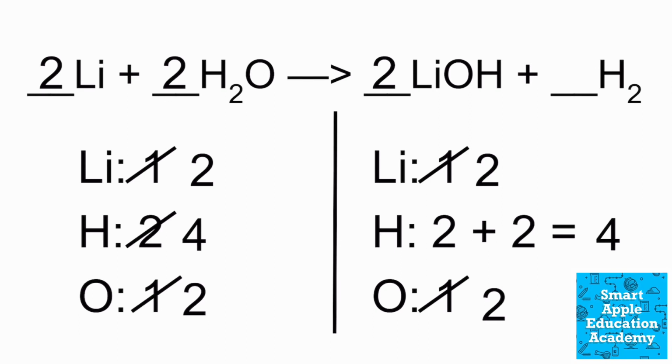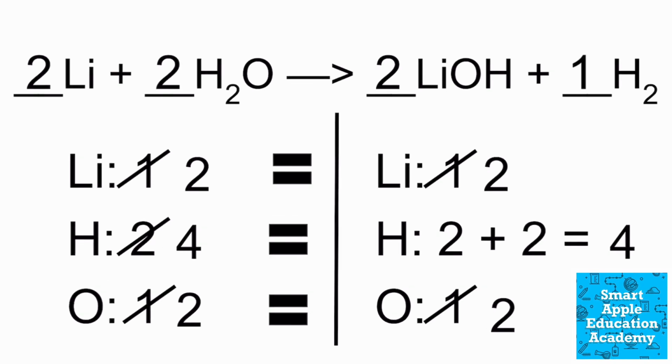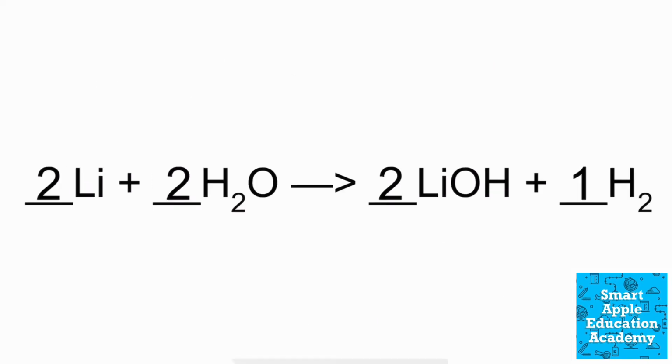There are 4 hydrogens both on the left side and the right side. And there are 2 oxygens both on the left side and the right side. So everything is balanced out. Now we're just going to plop a 1 in front of that H2 so that everything is filled in. We have balanced this chemical equation.